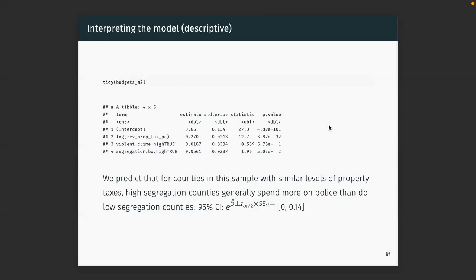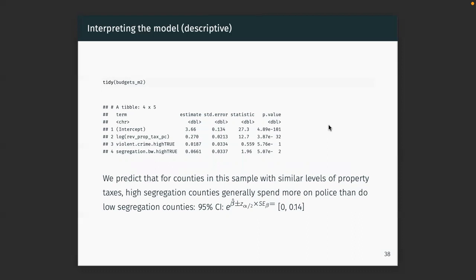Okay, so one way we can interpret this is that for counties in the sample with similar levels of property taxes, controlling for property taxes, high segregation counties generally spend more on police than do low segregation counties, right? And we can say that we've got an interval between about 0 and 0.14. But that's for high segregation counties compared to their peers that have similar levels of property taxes.